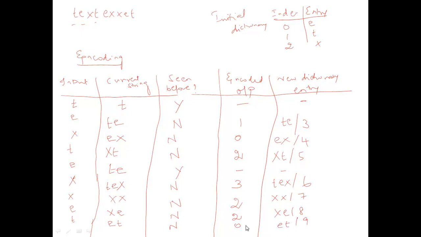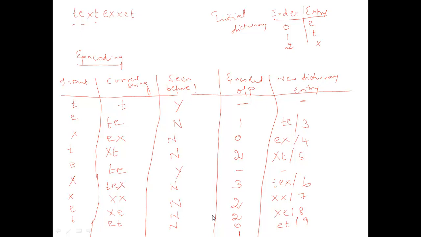The new dictionary entry is ET at 9. This is the last letter, but you cannot stop with the last letter, because you have encoded only till this E. So this T is left unencoded. For T, the translation is 1. So the encoded output is 1.